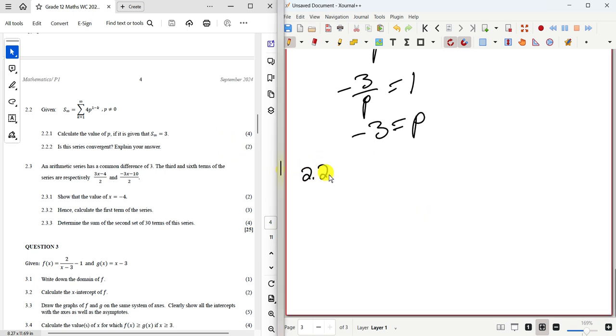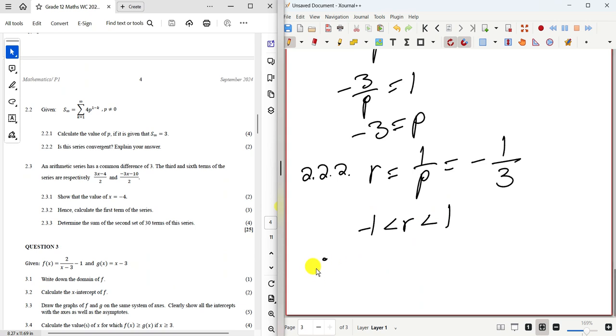2.2.2 says, is this series convergent? Explain your answer. Let's see. r is equal to 1 over p. This implies r is negative 1 over 3. So r is greater than negative 1 but less than 1. Therefore, the series is convergent. As you can see, this is negative 0.33. So the series is convergent.